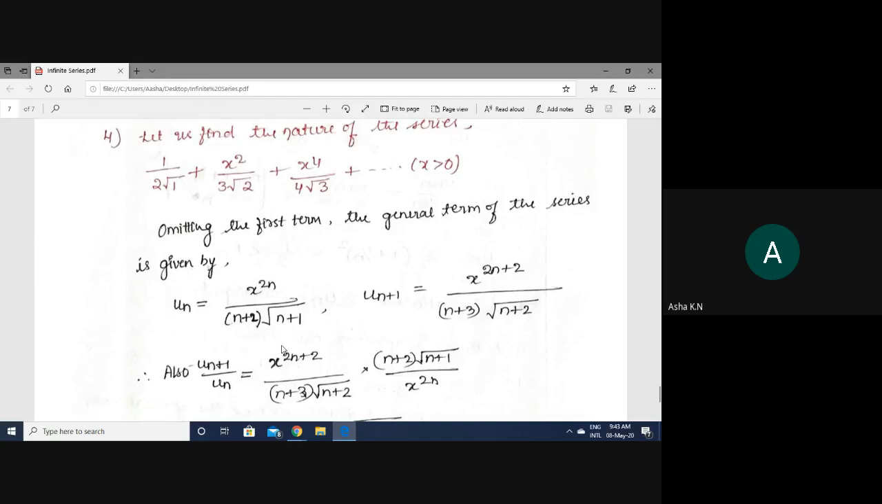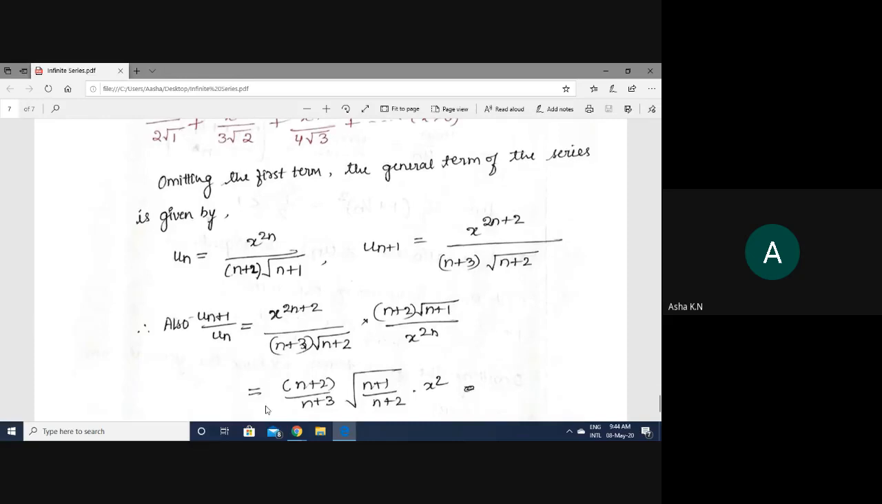Now x power 2n will get cancelled, so you are left with x square. X power 2n got cancelled, you have x square, and you have n plus 3 by n plus 2, root of n plus 2 by n plus 1, into x square. Now directly, if you apply the limit, it will be infinity by infinity form.